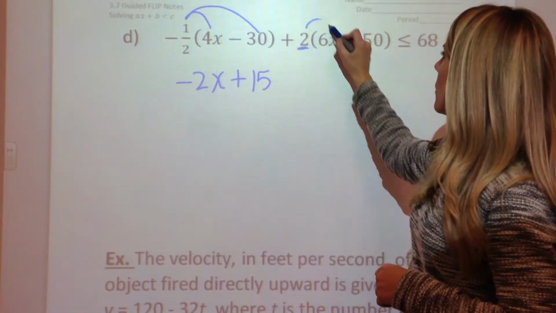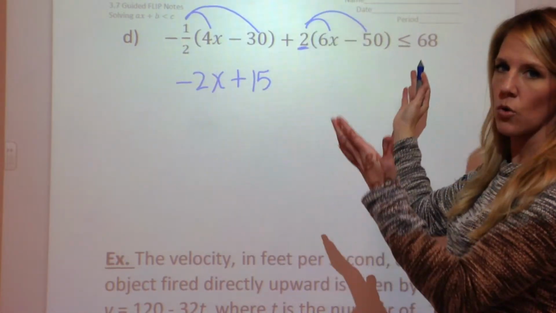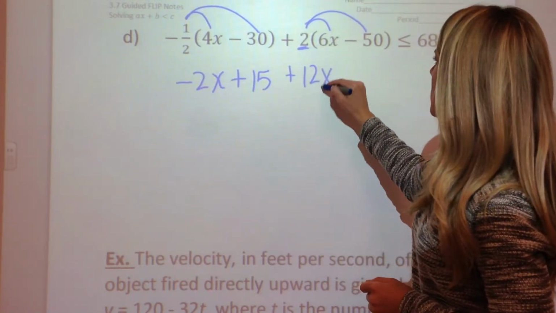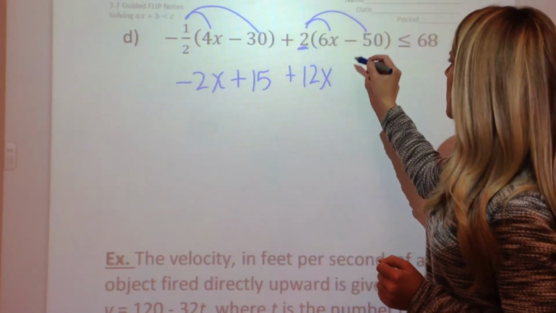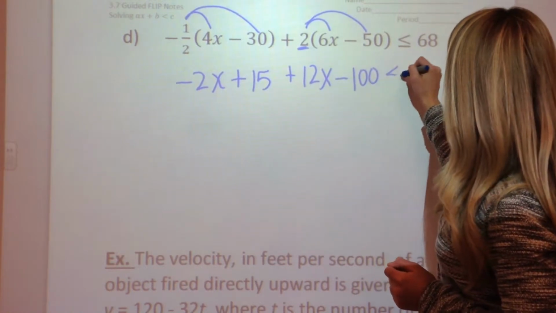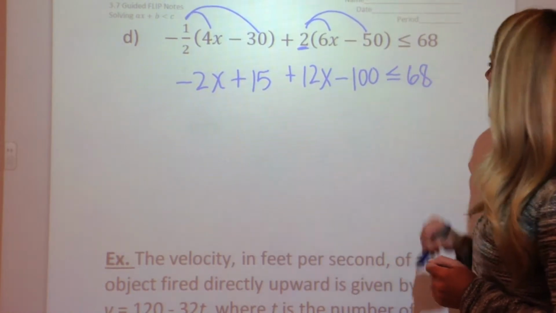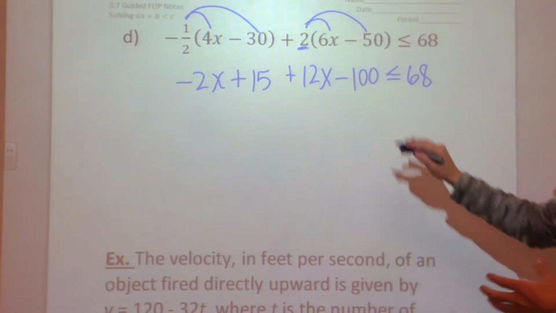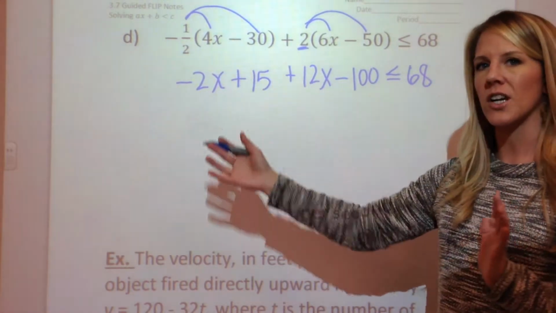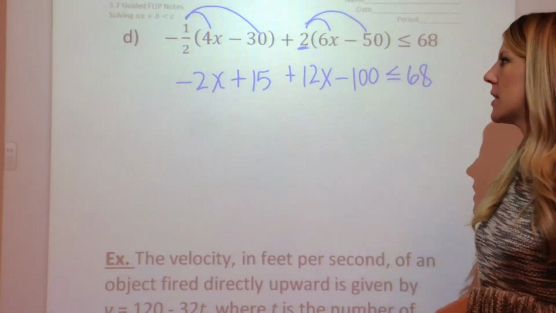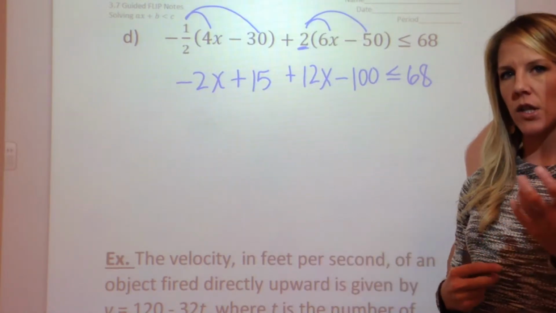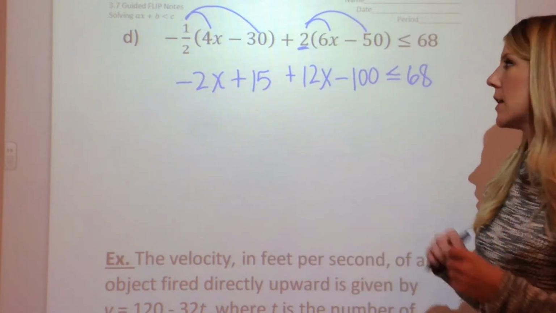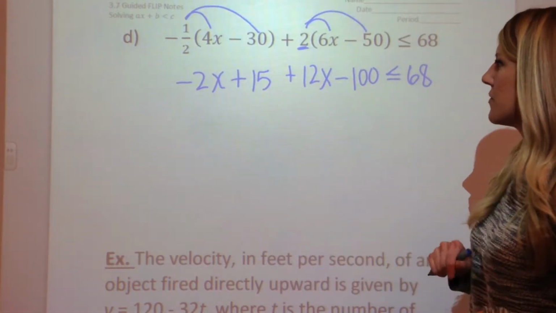Now we have this 2 that we want to distribute, because we're adding 2 times the quantity of 6x minus 50. So we get plus 12x, 2 times 6x, and then 2 times negative 50 would be negative 100. Okay, so we've done the first step. We still have some work to do, though. We can still simplify or condense or combine like terms on the left side. You always want to condense everything on the left side or the right side, or both, before you start to move anything from the left to the right side or vice versa.